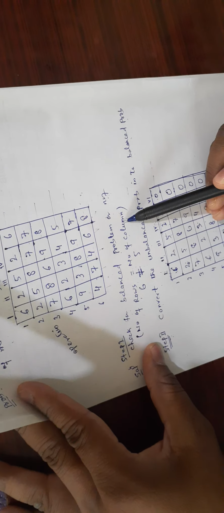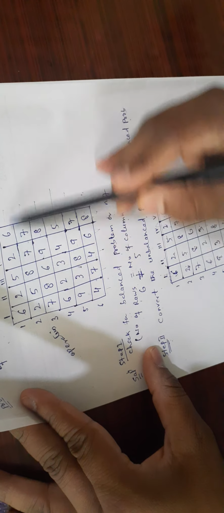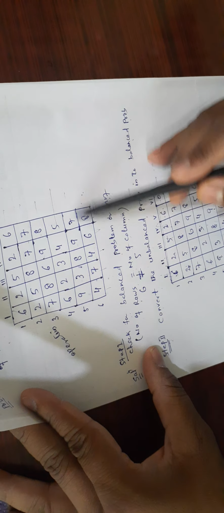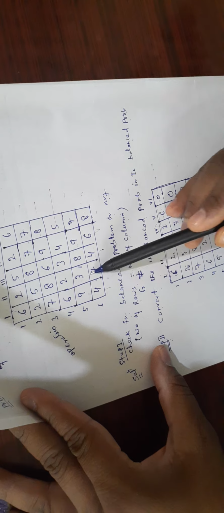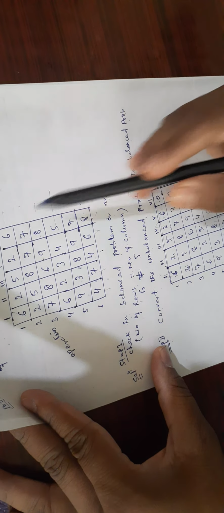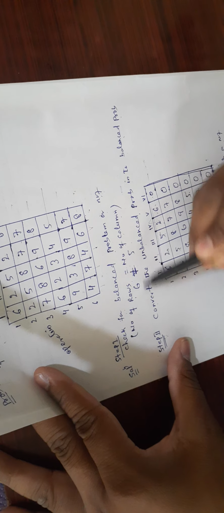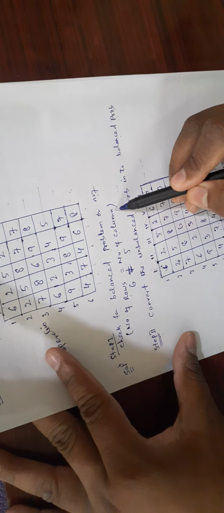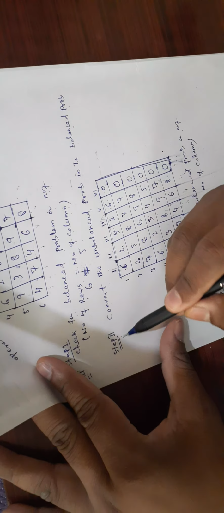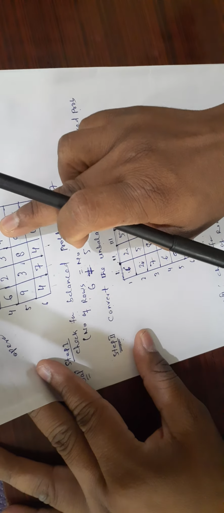First of all, we have to check whether this is a balanced problem or not. So check for the balanced problem: the number of rows should be equal to the number of columns. Here the number of rows is 1, 2, 3, 4, 5, 6 and the number of columns is 1, 2, 3, 4, 5. So the number of rows is 6 but the number of columns is 5. Both are not equal, so this is an unbalanced problem. Then go for the next step. This unbalanced problem we have to convert into a balanced problem.